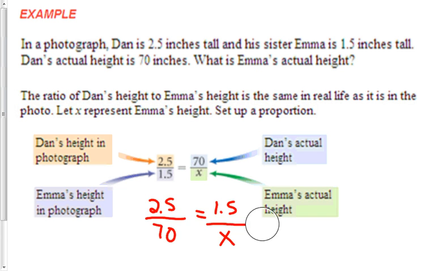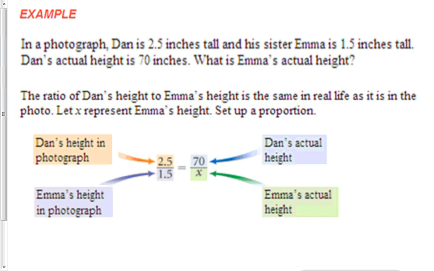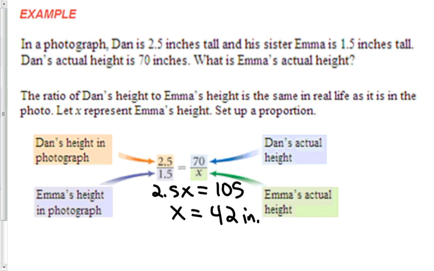All right. So we have our proportion. Now you should remember how we solve a proportion. Cross multiplication, right? So if we want to solve for Emma's actual height here, we're going to cross multiply. 2.5 times x is 2.5x, and 1.5 times 70 is 105. Now we can solve for Emma's actual height by dividing both sides by 2.5. Emma's actual height is 42 inches tall.